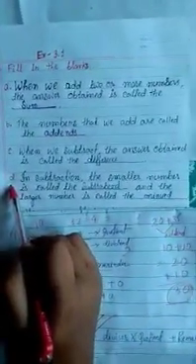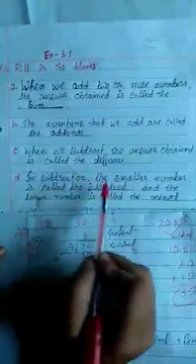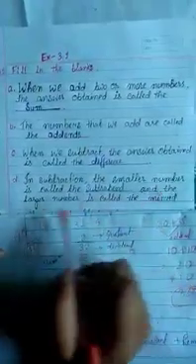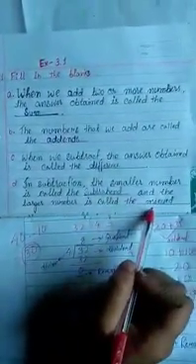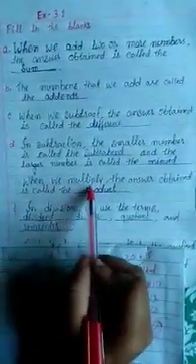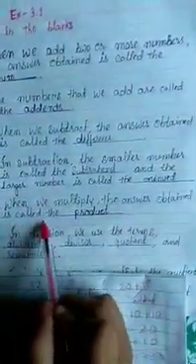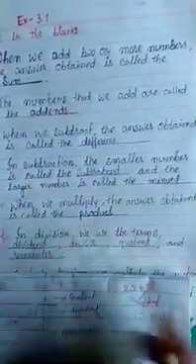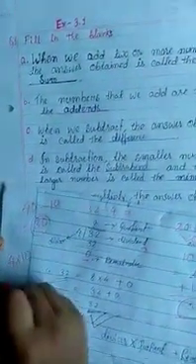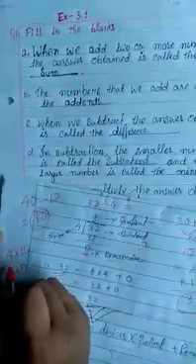Alright students, now let's move to the next question, that is D. In subtraction, the smaller number is called the subtrahend. Already I have explained to you, and the larger number is called the minuend. Alright students, now let's move to the next question, that is E. When we multiply, the answer obtained is called what? That is the product. Suppose you multiply 4 into 10. How much will you get? 40. This result is called the product.